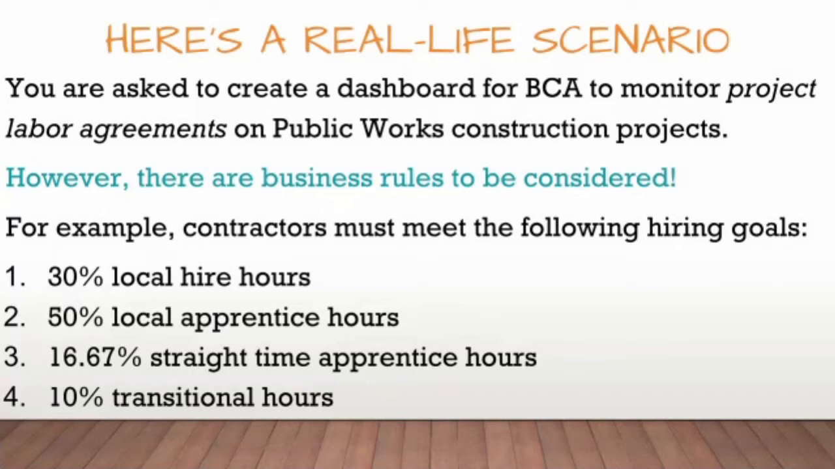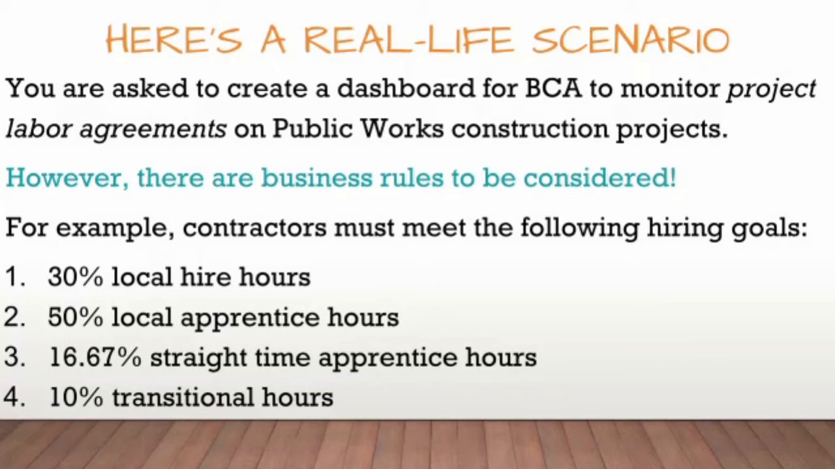So for PLAs, we require that contractors meet the following hiring goals. 30% of all their total hours have to be completed by local workers. We split up the City of LA zip codes into 2 tiers, Tier 1 and Tier 2. Tier 1 is the more disadvantaged zip codes, and everything else in the City of LA is Tier 2. And that'll be important when we look at the data set later, so just keep that in mind.